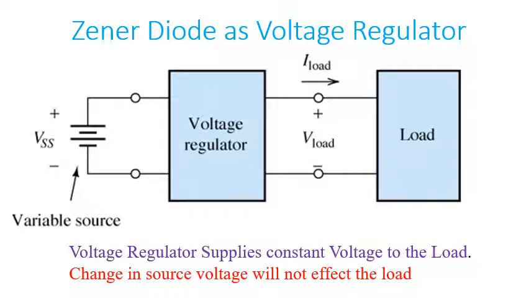Voltage regulators are the circuits which supply a constant voltage to the load. The voltage at output, that is V load, will not get affected with the changes in the source voltage VPS or the load resistance RL. Such a circuit which provides a constant load voltage is called a voltage regulator. In the coming slides, we can see how a Zener diode acts as a voltage regulator.